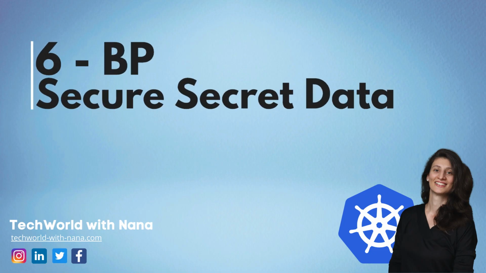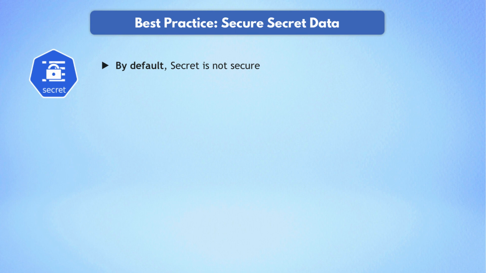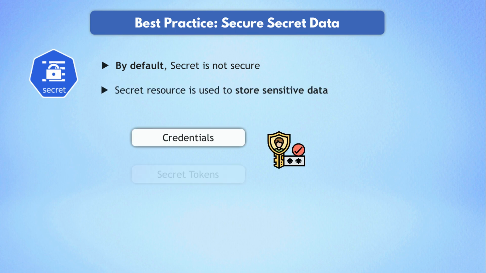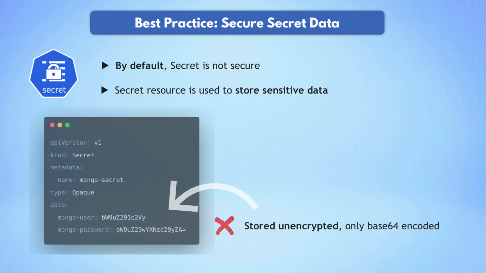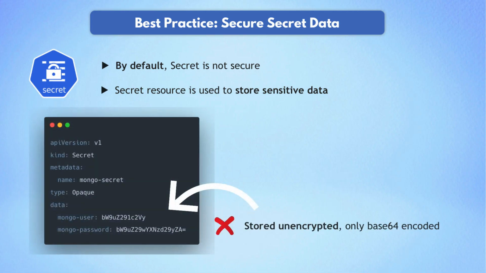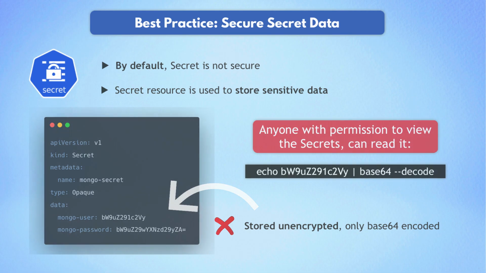Another thing which is not secure in Kubernetes by default is the secrets. You probably already know that for sensitive data like credentials, secret tokens, private keys, etc., we have a secret resource in Kubernetes. However, by default, secrets are stored unencrypted. They are base64 encoded, so anyone who has permission to view the secrets can simply decode the contents of a secret and see them in plain text.